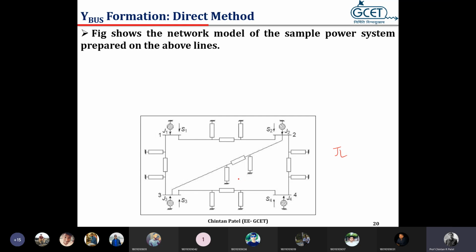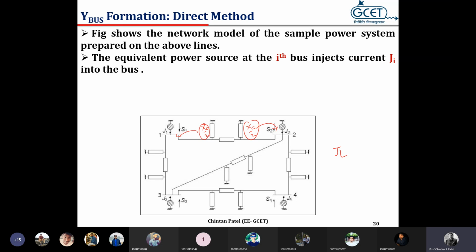Okay. So the advantage of using the pi model is, let's assume this shunt connection, XC by 2, this XC by 2. This XC by 2 we can merge with the shunt parameter of this bus. So this will be merged with bus 1 and this will be merged with bus 2. This is true for each transmission line, that their shunt parameter we can merge with the nearby bus.